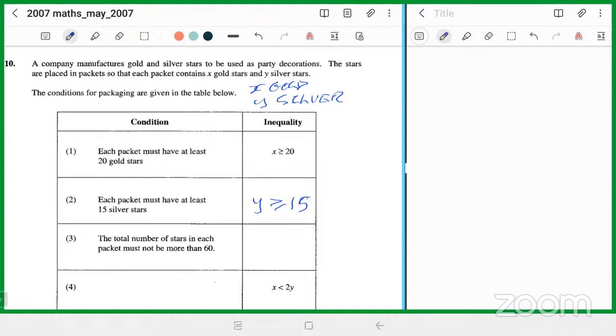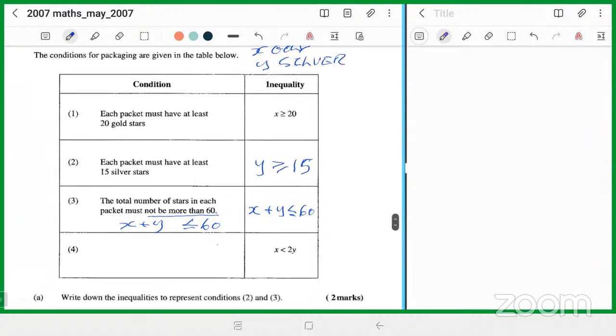And this one now says that the total number of stars in each packet must not be more than 60. Not more than 60 means less than or equal to 60. And the total is really x plus y. The number of gold plus the number of silver stars must not exceed 60. So it means that x plus y has to be less than or equal to 60. That will be the condition for that one.